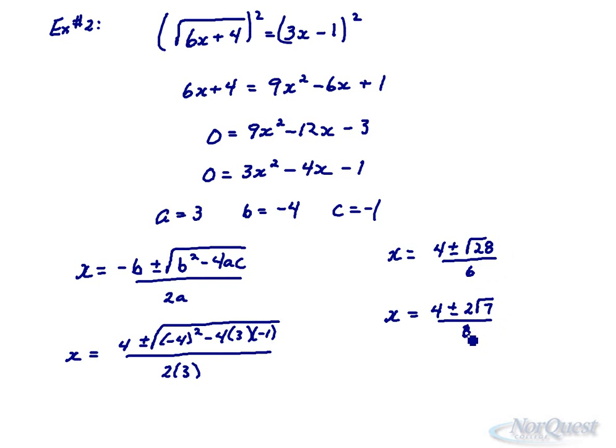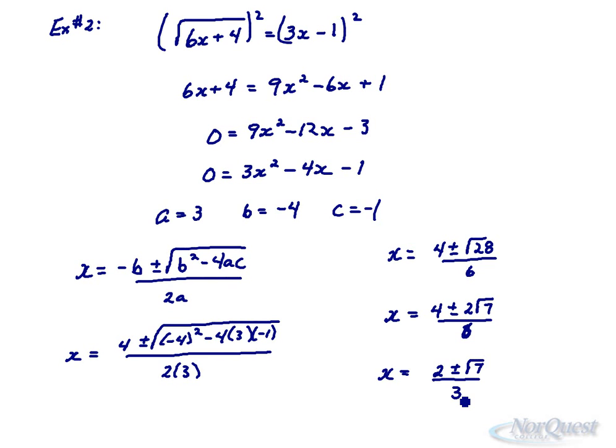Now you can still reduce this a little bit further. Notice I could divide the top and bottom by 2. So x can be equal to 4 over 6, which would be 2/3. So divide by 2, plus or minus root 7. 6 divided by 2 is 3. So I'm reducing. Just remember, when you're reducing the radical, you have to reduce every term on the top. Otherwise, you do not do that step. All right.